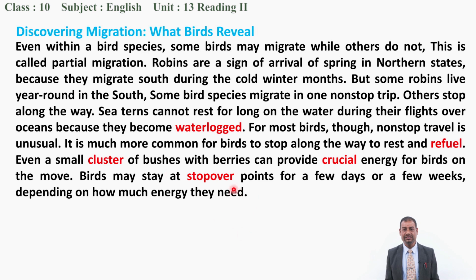Sea terns cannot rest for long on the water during their flights over oceans because they become waterlogged, because they get more water there, and if their bodies get more water, then they cannot fly properly. That's why they cannot stay for long. For most birds, though, non-stop travel is unusual. It is much more common for birds to stop along the way to rest and refuel. Even a small cluster of bushes with berries can provide crucial energy for birds on the move. Birds may stay at stopover points for a few days or a few weeks, depending on how much energy they need.